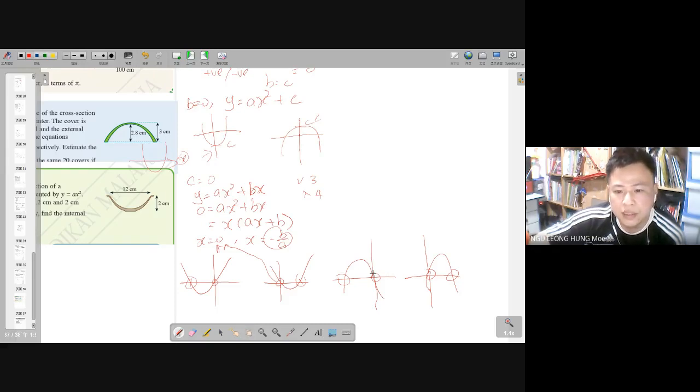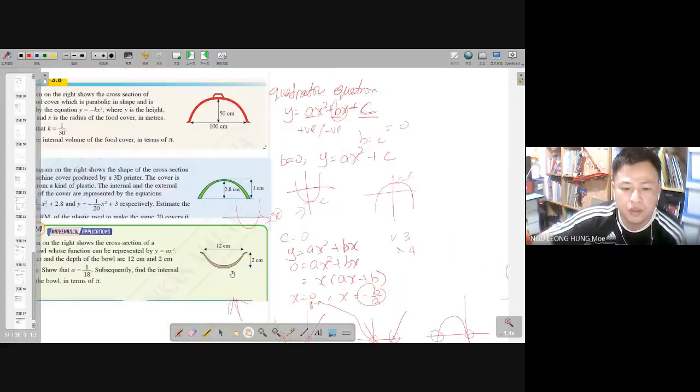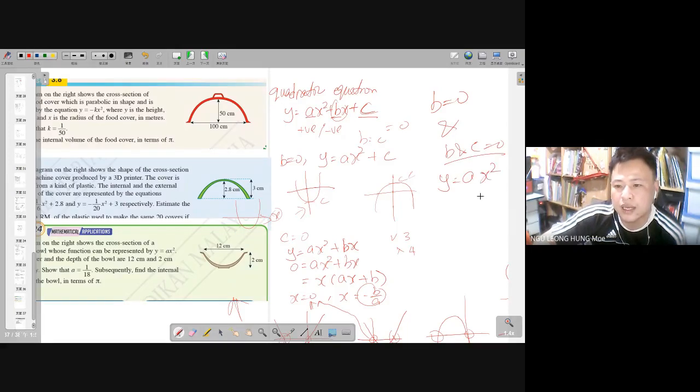I don't mean this is impossible to happen in the integration for this kind of question, but most of the questions will be b equal to 0 and b and c equal to 0. If b and c are equal to 0, that means y equal to ax squared. So the graph will be like this.